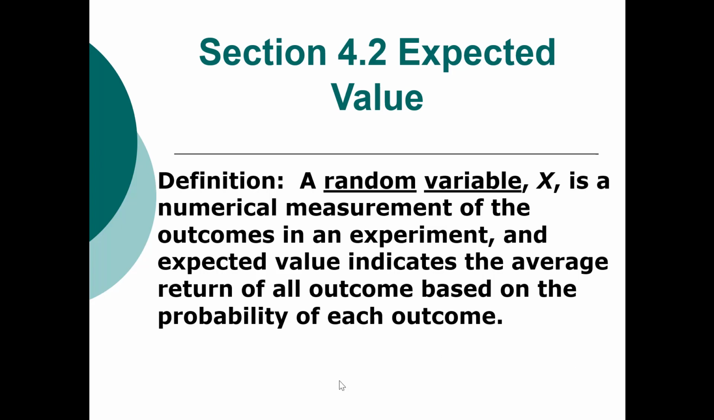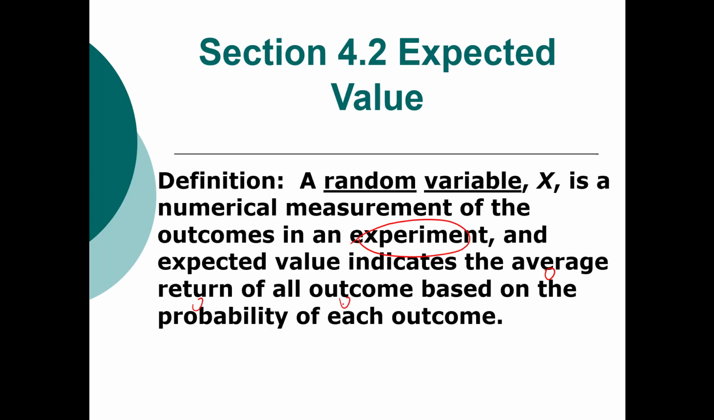Let's move on to section 4.2. We're going to talk about expected values. So the definition of the expected value is that we have a random variable x. It's a numerical measurement of the outcomes in an experiment. And then the expected value indicates the average return of all outcomes based on the probability of each outcome.